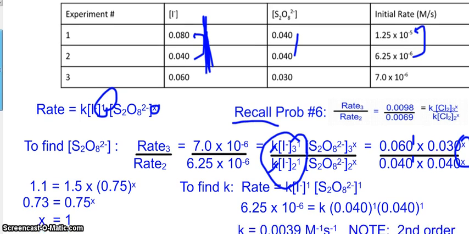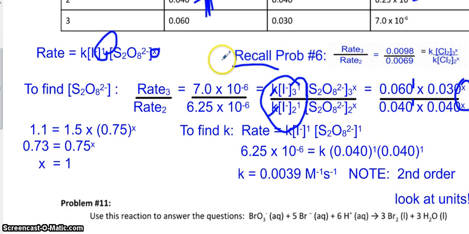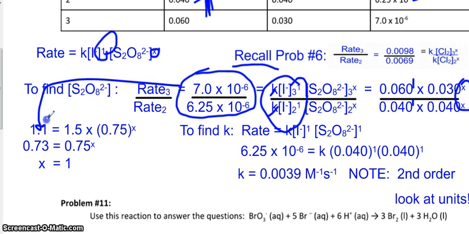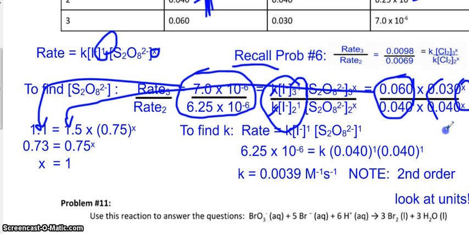So if you look over here on the left, this is where I actually did my work. This number right here is 1.01. I'll put a little arrow here. It is 1.01, or it should be 1.1. 0.06 divided by 0.04 is this number right here. And then 0.03 divided by 0.04 is this number right here, but raised to the x. So I divided both sides by 1.5, and I got 0.73.